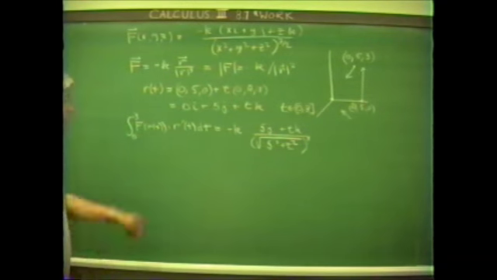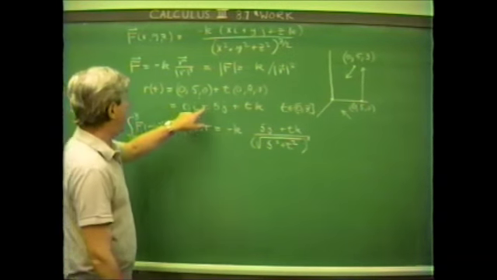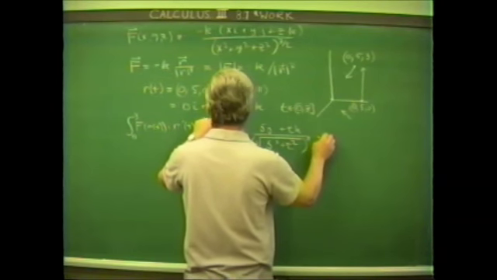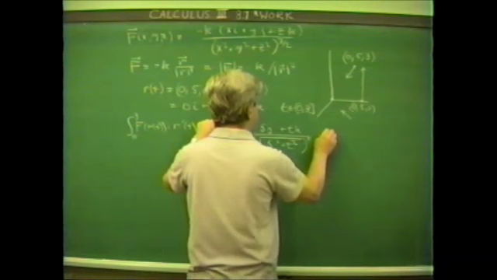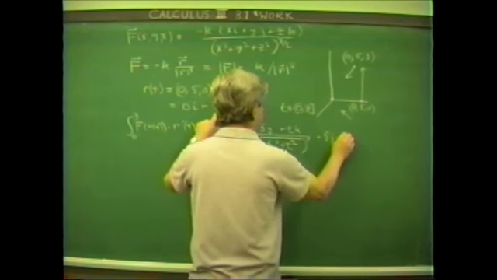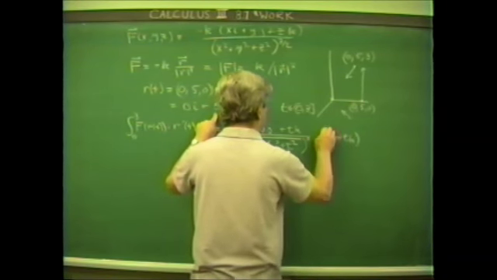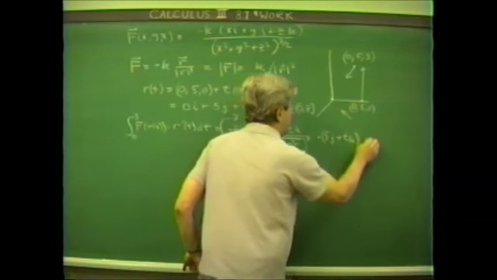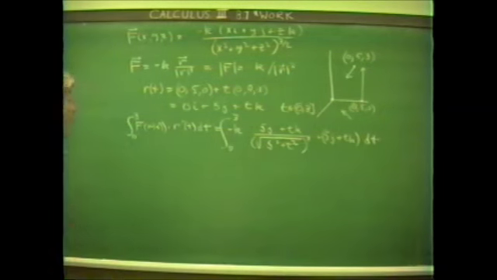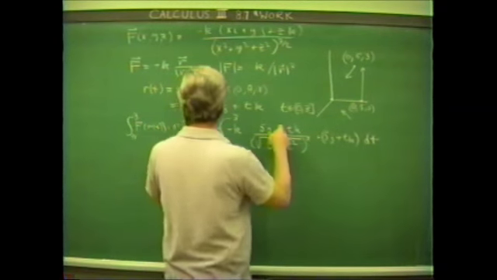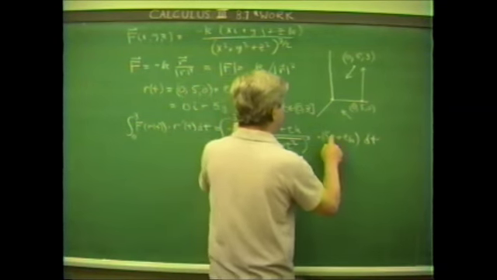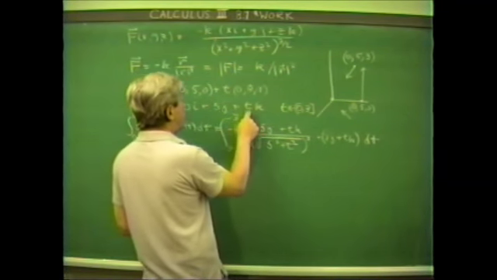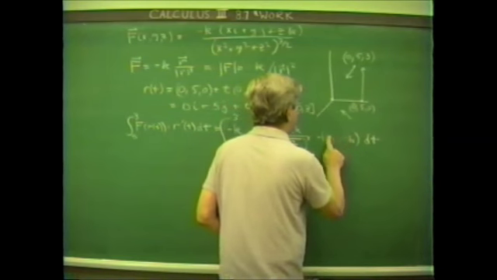Right? Now we want to dot that with r prime of t. Here's r prime of t. So we want to dot that with 5j plus tk, and integrate from 0 to 3 with respect to t. Oh, I'm sorry, we want r prime of t. We want to dot this with r prime of t. r prime of t is 0i, 0j, 1k. So we dot this with k alone here.